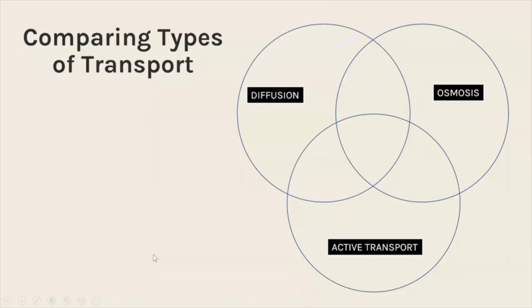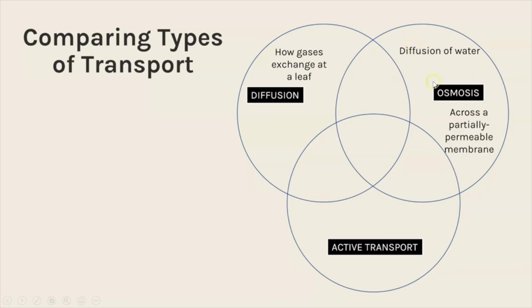Now, the final thing you could be asked, linked to active transport, but also diffusion and osmosis. And if you haven't seen my 2 videos on those, I'll link them at the end. You could be asked to compare similarities and differences between these 3. So I've got this Venn diagram just to demonstrate. So diffusion, an example is how gases exchange at a leaf. Osmosis is only the movement of water and it's by diffusion.